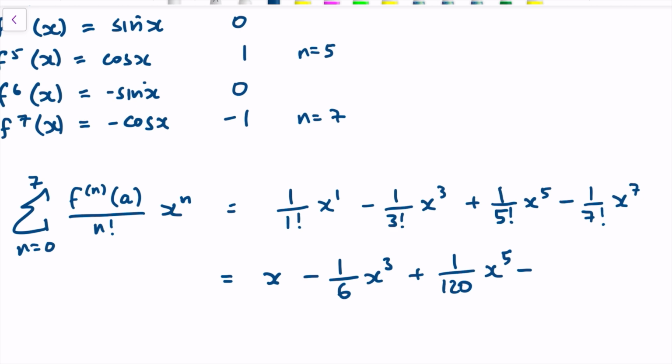And that comes out to be 5,040. It's a very small term, but it is being multiplied by x to the 7, which blows up quite quickly. So it makes sense that the coefficient there is quite a small one.